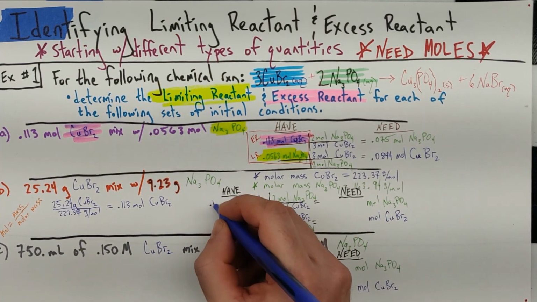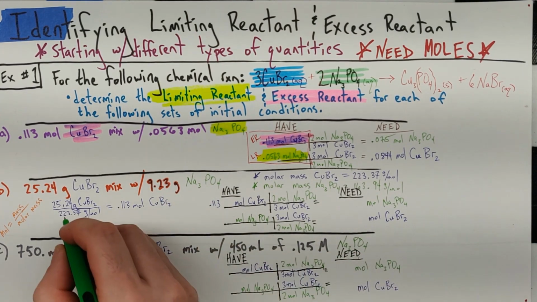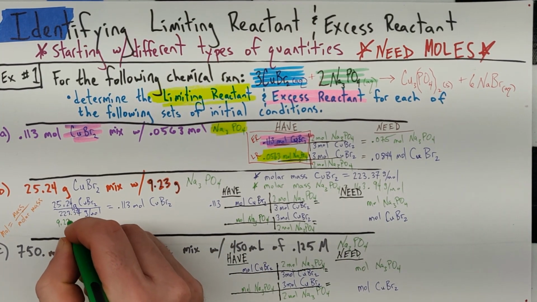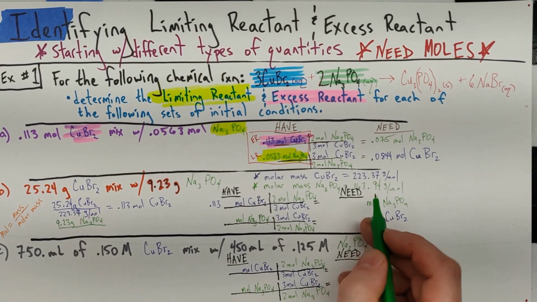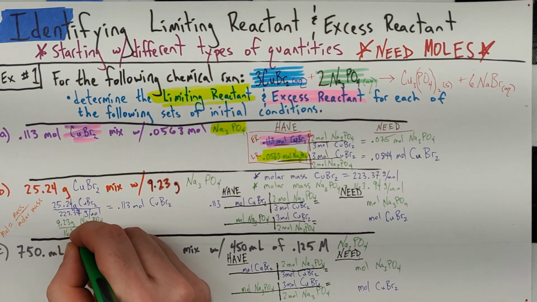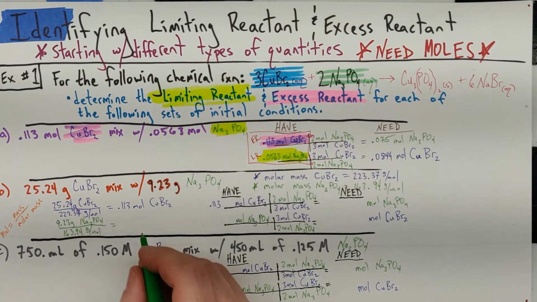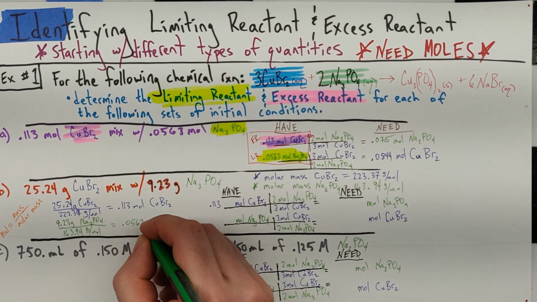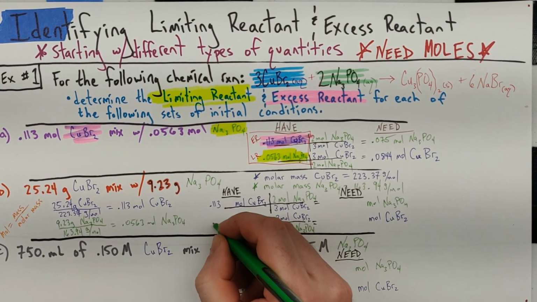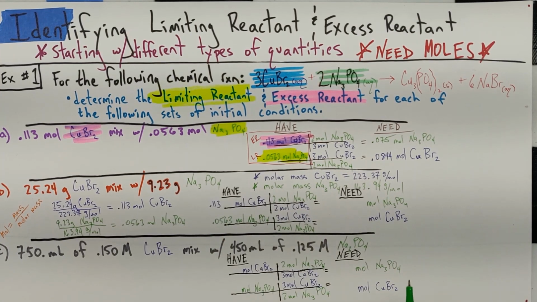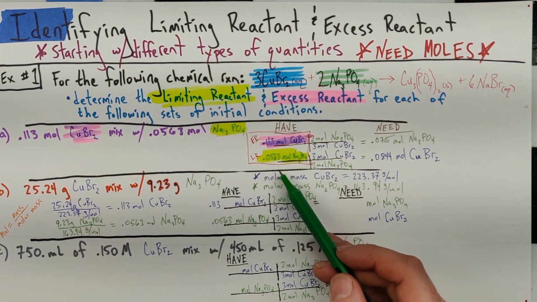So I'm going to write that number, 0.113, right there. For the sodium phosphate, we got 9.23 grams. We're going to divide by its molar mass, which is 163.94. And that gives us, shocker, 0.0563 moles of sodium phosphate. Now, the reason I said shocker is because I set these numbers up intentionally so we would end up with the same number of moles.